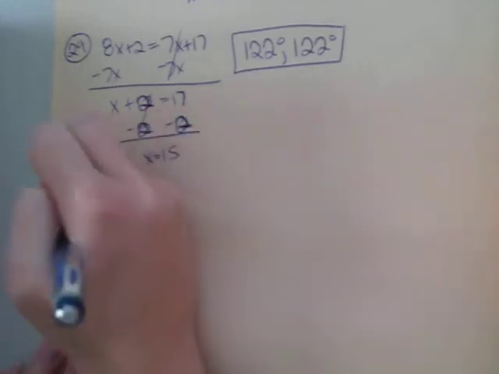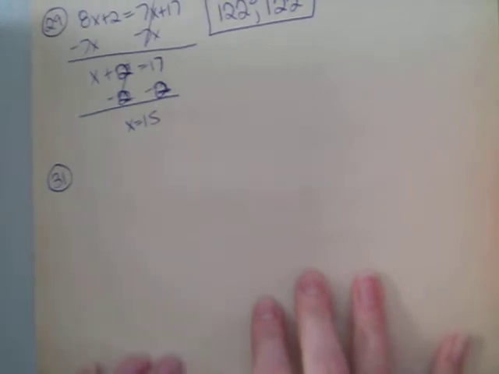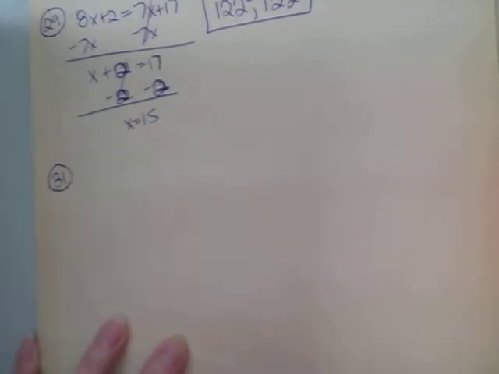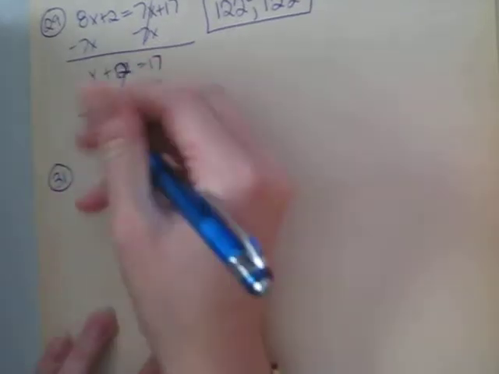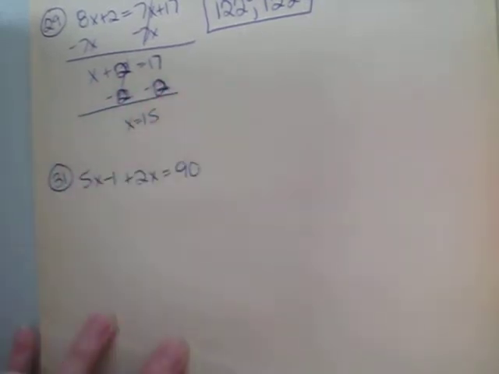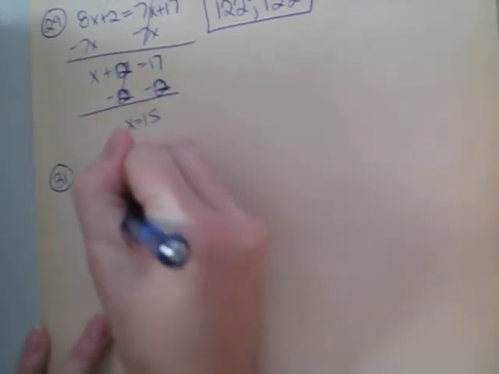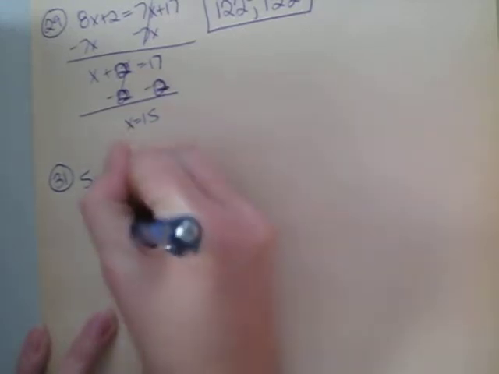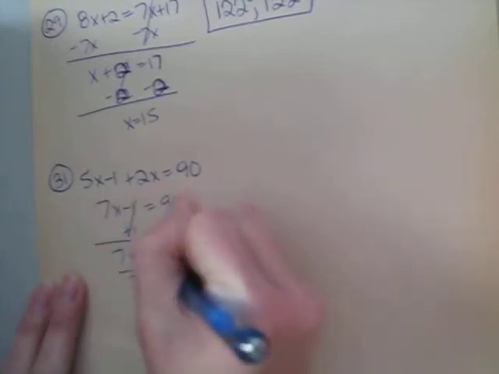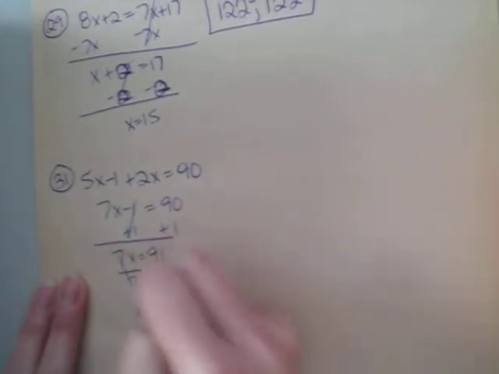Okay, last one for this objective with angles is number 31. It's on the bottom of page 94, and it's talking about complementary angles. Complementary angles are two angles that add up to 90 degrees. So I'm going to take the two angle measurements that are there, 5x minus 1 plus 2x, and set it equal to 90. Combine like terms, 7x minus 1 equals 90. Add the 1 to both sides. 7x equals 91. Divide by 7. I get x equals 13.